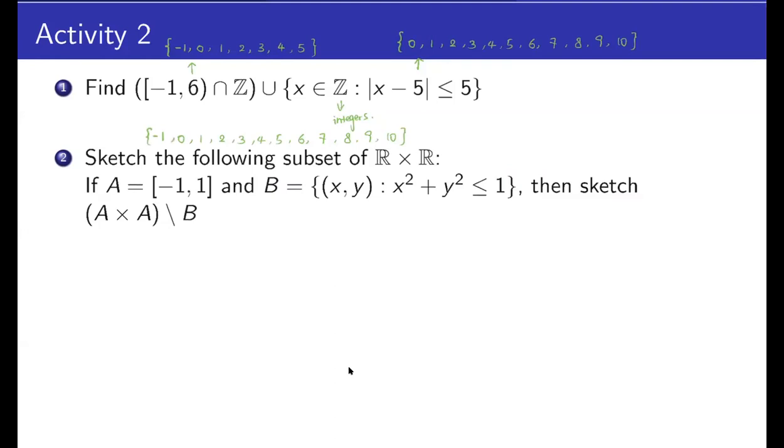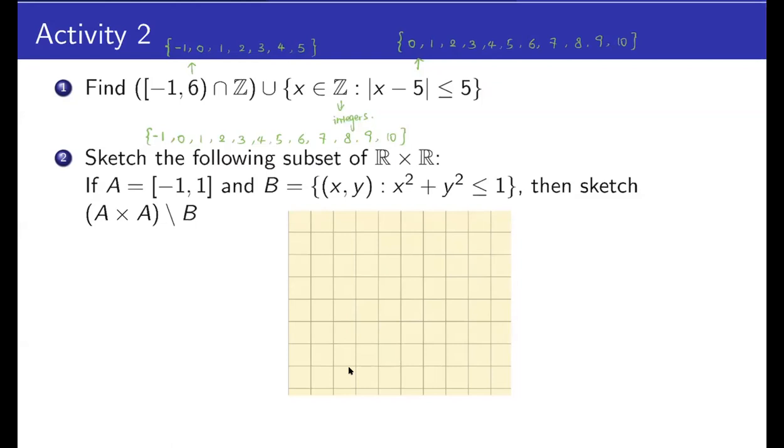Okay? Number 2, they want you to sketch the following subsets of our Cartesian product R. And our A is the interval -1 to 1. Our B is the set, and they want you to sketch a Cartesian product A minus B. So what I want to do is start with a Cartesian product A. So let's sketch it here. Actually, let me use this instead. Let me make my own life easier by using this. Perfect.